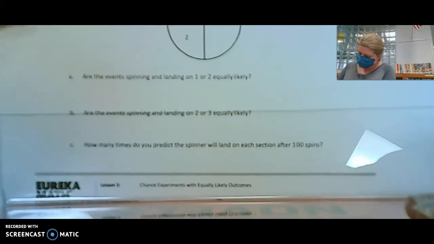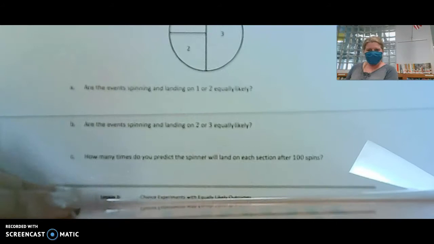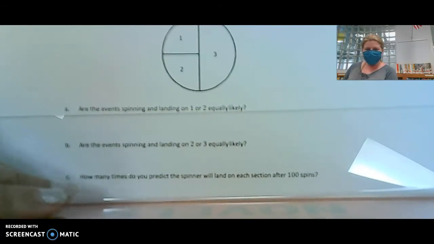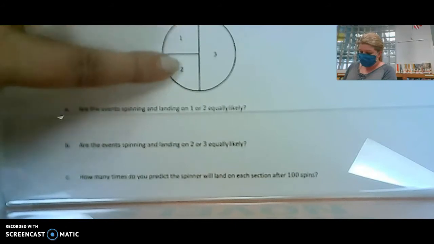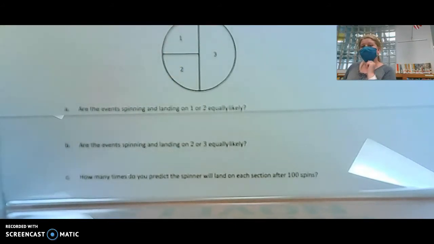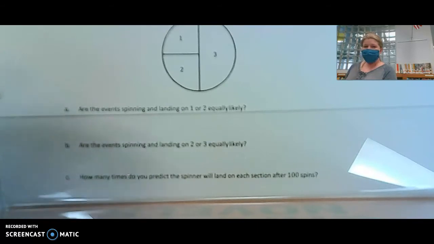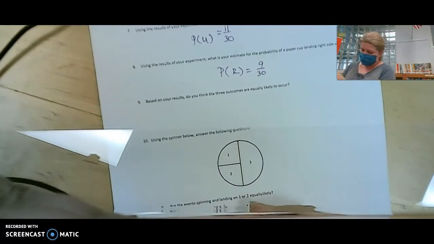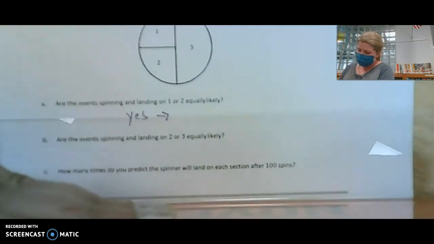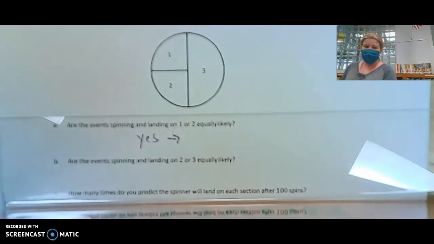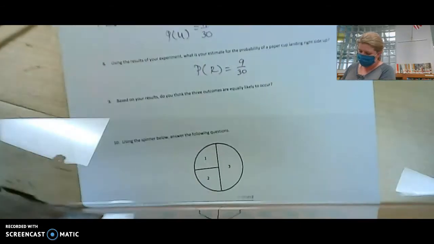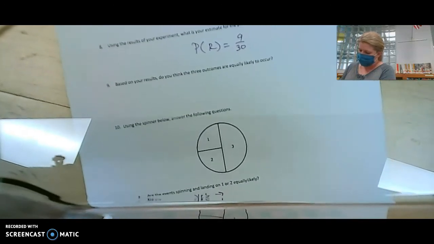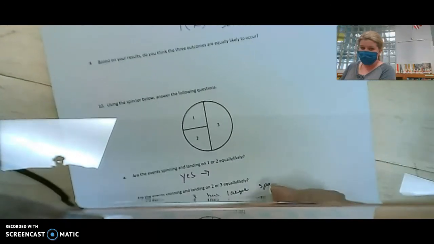Okay, so here we've got a spinner, and the first question is, are the events of landing on a 1 and 2 equally likely? Well, the 1 and 2 have the exact same amount of space, so I'm going to say yes. What about 2 and 3? Are they equally likely? And that would be no, because the area of space for the 3 is twice the size as the area of space for the 2. So no, the 3 has a larger space.